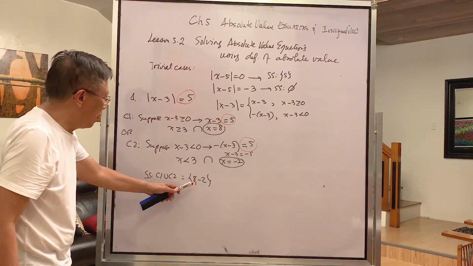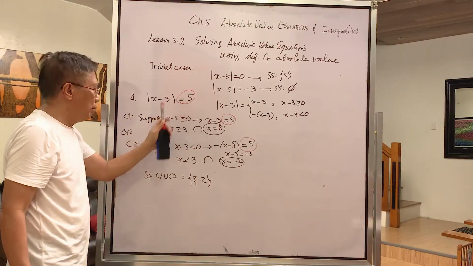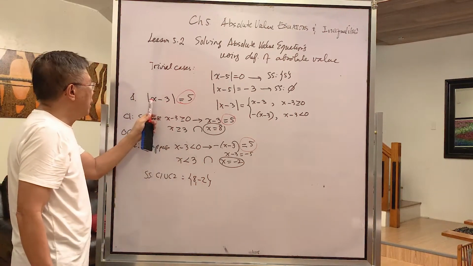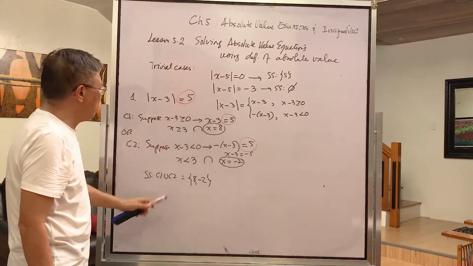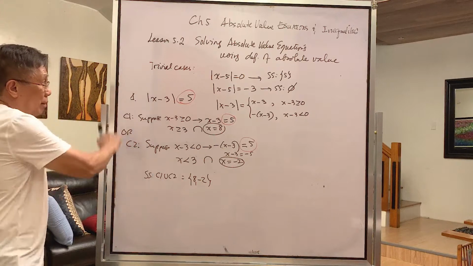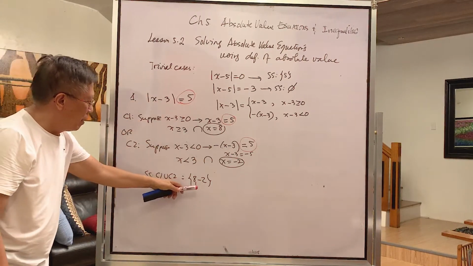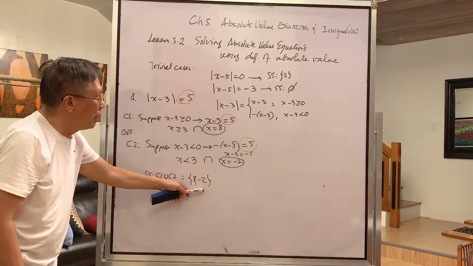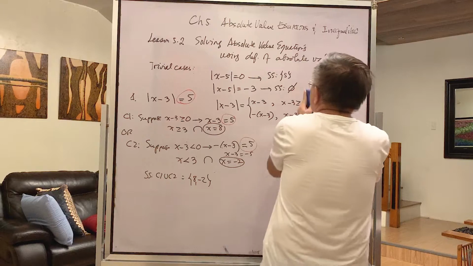You can easily check your answer. 8 minus 3 is 5. Absolute value of 5 is 5. What about negative 2? Negative 2 minus 3 is negative 5. Absolute value of negative 5 is 5. So, we are done. The solution to this equation is 8 and negative 2. Let's have another example.